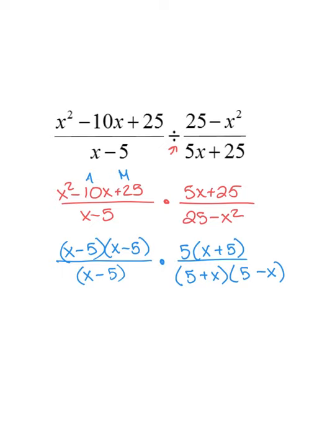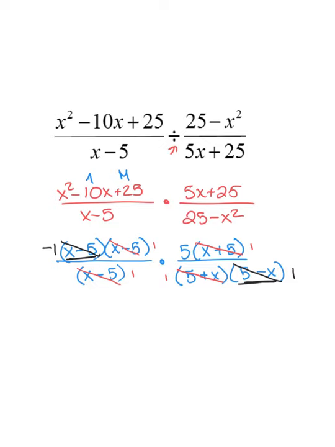Now I can reduce. I have an x minus 5 and an x minus 5. That's the exact same thing. If I look at what else I see, 5 plus x and x plus 5 also reduce to 1s. Here I have a 5 minus x, and here's an x minus 5. Since they're flipped with a negative, they reduce to -1.